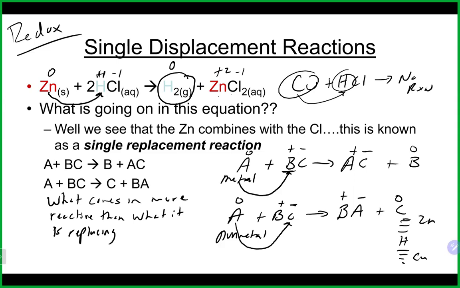So that's a single replacement reaction. Basically, one guy comes in, kicks out the other. And again, we're still ultimately having electrons being transferred, which is why this is also a redox reaction happening here. And it is more specifically classified as a single replacement reaction. Any questions on that there?